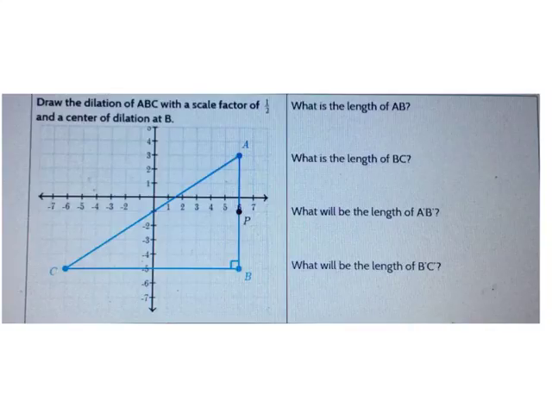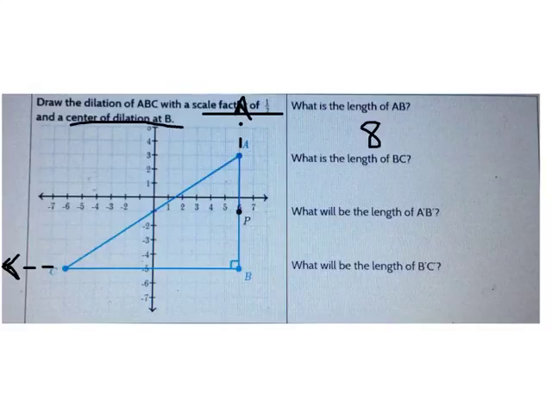Sometimes dilations will be reductions. Draw the dilation of ABC with a scale factor of 1/2 and a center of dilation at B. So here, our dilation is going to take place along straight lines from B to A and B to C. Because the scale factor is 1/2, it's going to get smaller. First, let's find the lengths of the original sides. What's the length of side AB? The length of side AB is 8.